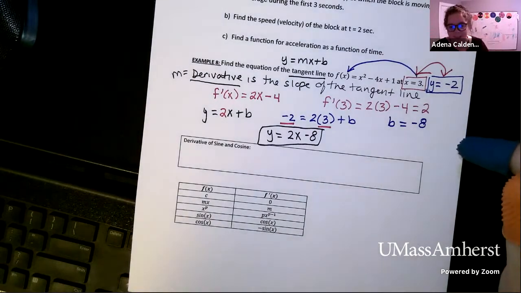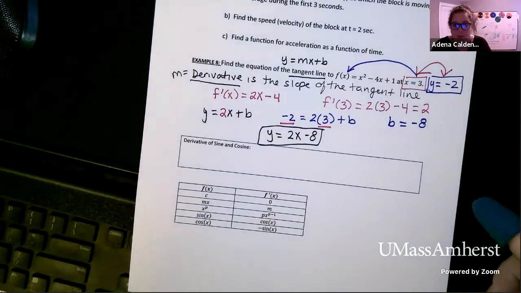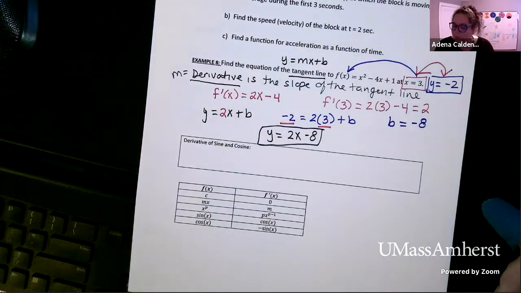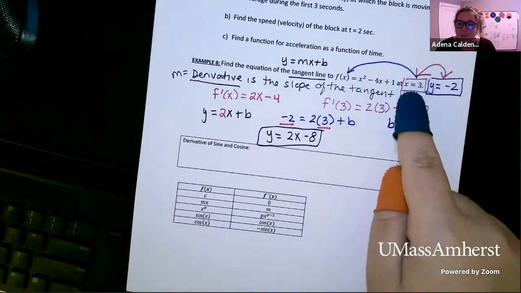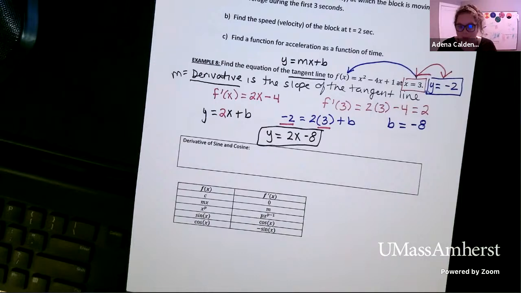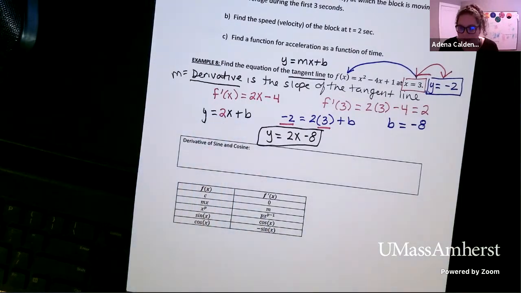Find the equation of the tangent line. The answer will always be in y equals mx plus b form because it's a tangent line. To find the slope, we take the first derivative of our function and plug in the x value that we are interested in. That gives us a number, which represents the slope of the tangent line.